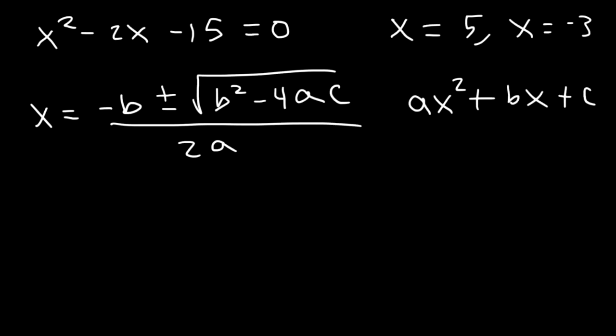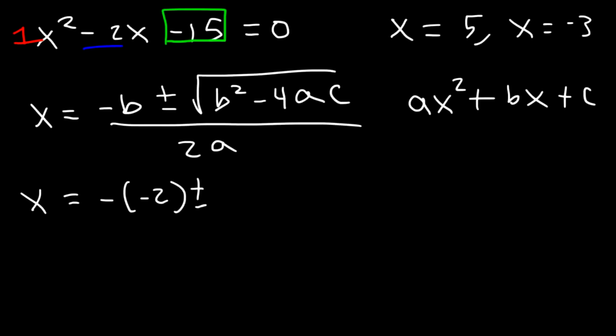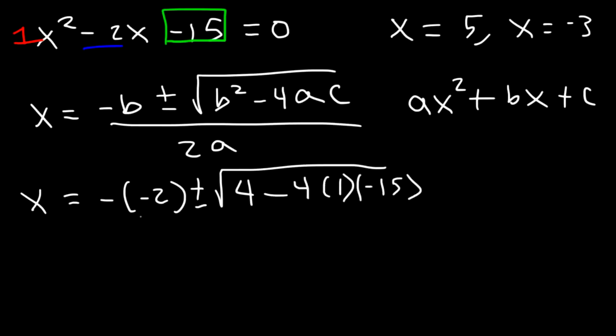So we can see that a is equal to 1, b is the number in front of x, b is negative 2, and c is negative 15. So let's replace b with negative 2, b squared, or negative 2 squared. Negative 2 times negative 2 is 4, a is 1, and c is negative 15, divided by 2a, or 2 times 1, which is 2. Negative times negative 2 is positive 2.